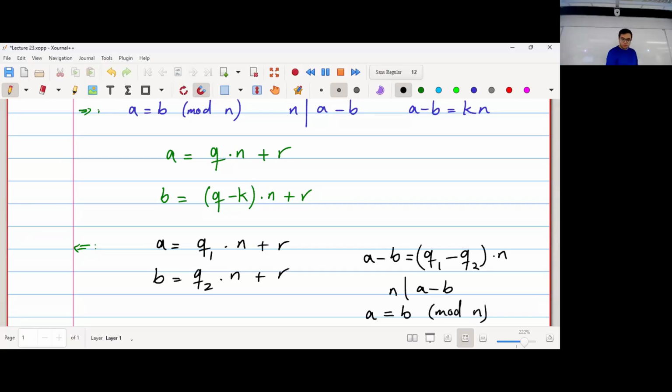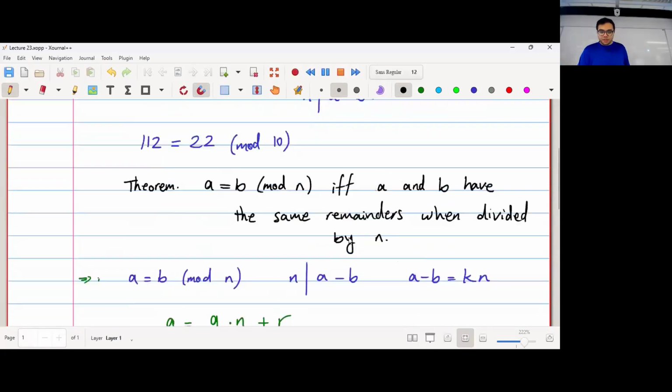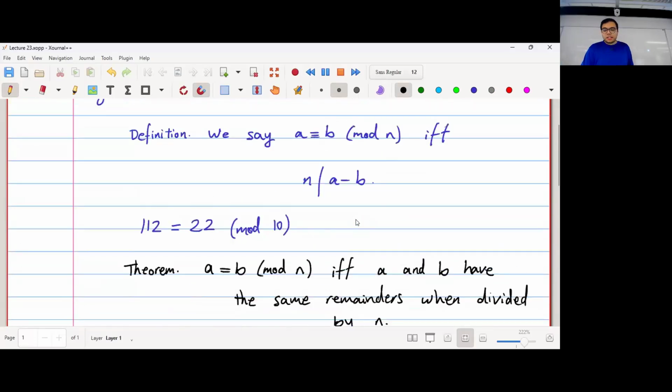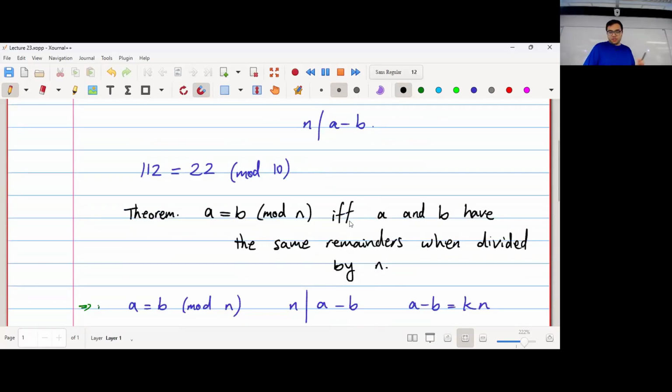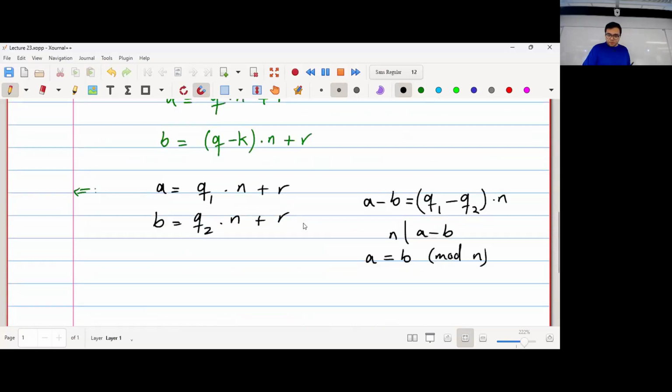So probably the simplest theorem in all of this course. Honestly, we sometimes even use this as the definition. So when we say two numbers are congruent modulo N, what we mean is that if we divide them by N, we will have the same remainder. Great.